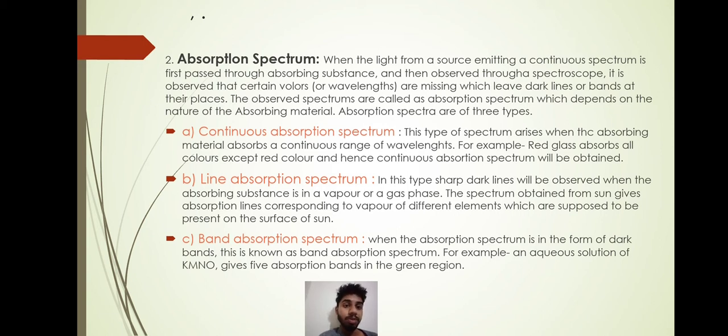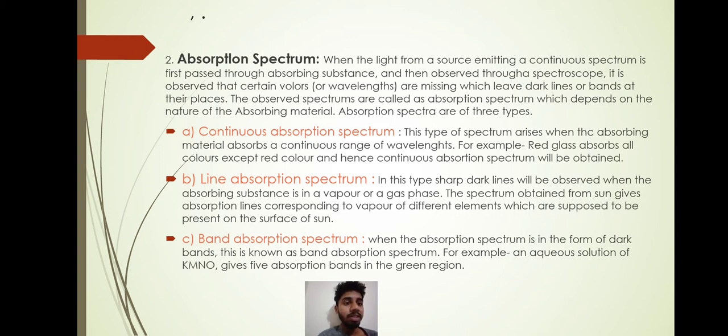The absorbed spectrum is called the absorption spectrum, which depends on the nature of the absorbing material. Now let us understand the definition. When light from any source is emitted, a continuous spectrum is first passed through an absorbing substance and then observed through a spectroscope. We will see that various colors are missing, and these missing colors give dark lines or bands at these places. The observed spectrum is called the absorption spectrum.